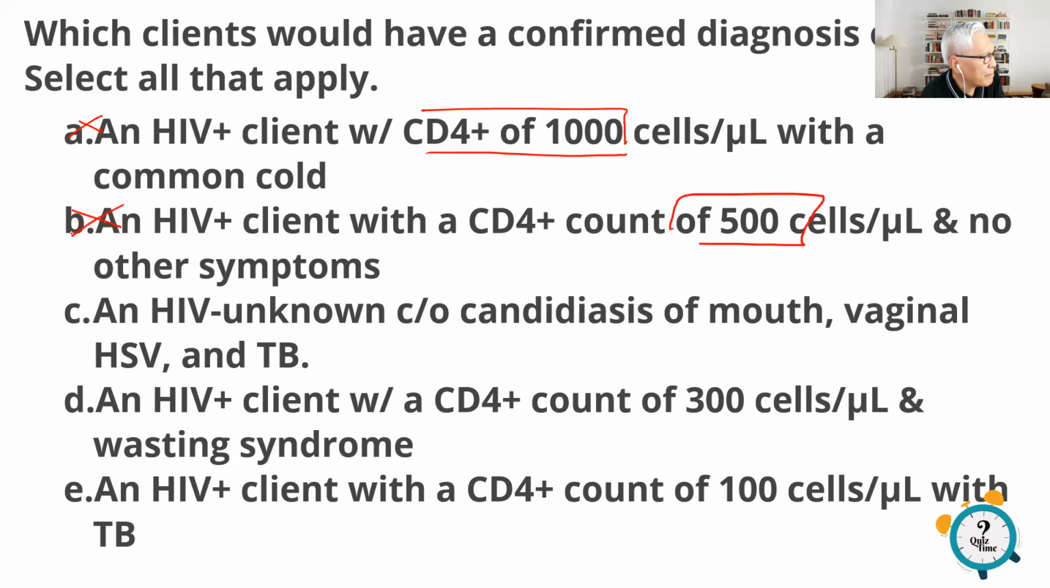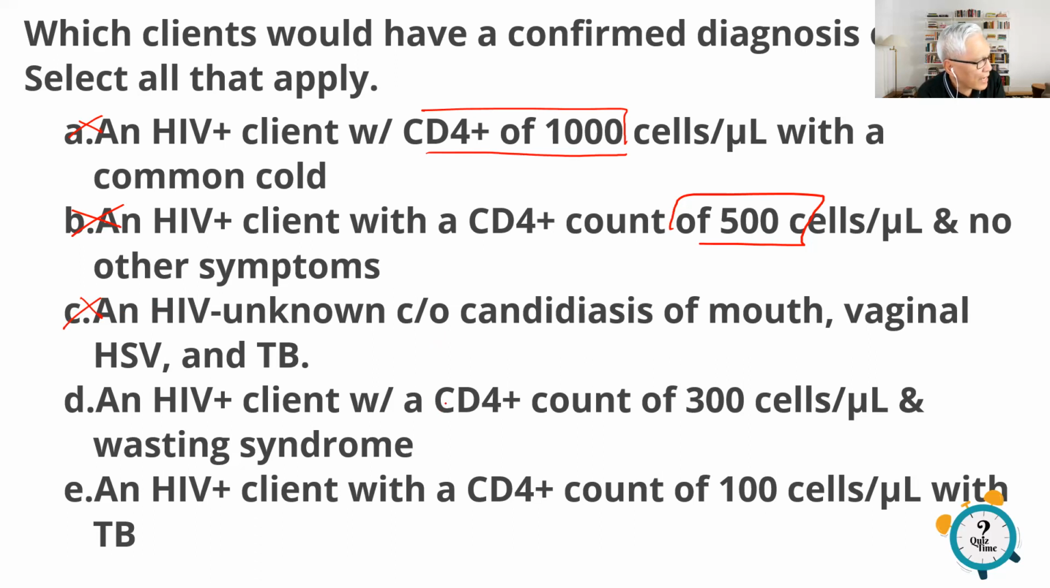So this could not be a diagnosis of AIDS. An HIV unknown complained of candidiasis of the mouth, vaginal herpes simplex virus, and TB. Again, you can have candidiasis or vaginal herpes without any HIV, without any AIDS. So this would be incorrect.